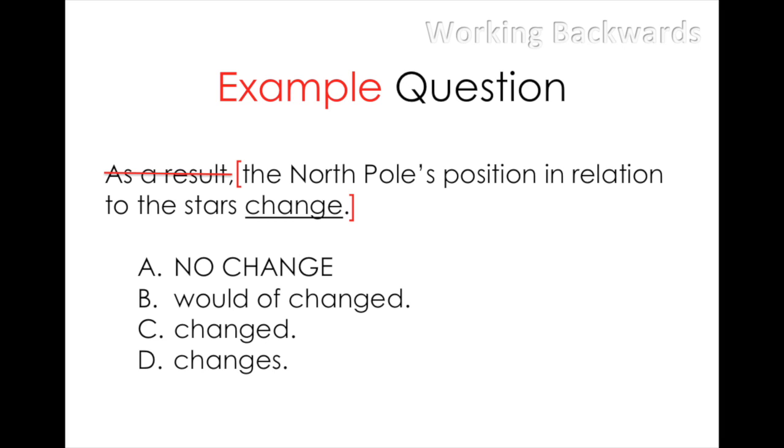But we're not done yet. We must also cross out the prepositional phrase in relation to the stars. Now the answer becomes obvious. The North Pole's position changes. Choice D. Without sentence stripping, this mistake is much harder to catch. Stars change sounds correct to your ear. By taking out the unnecessary words, the question becomes simple.